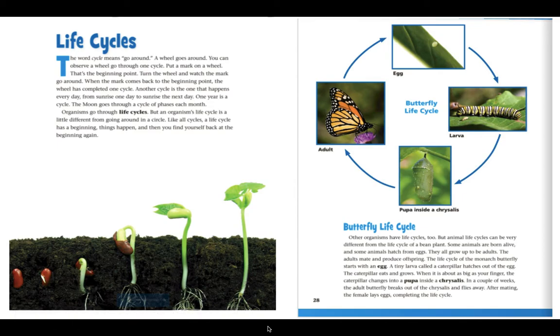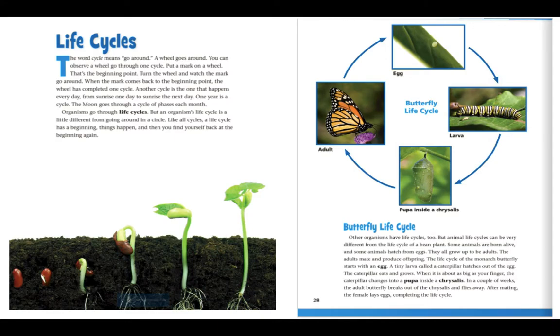Life cycles. The word cycle means go around. A wheel goes around. You can observe a wheel go through one cycle. Put a mark on a wheel. That's the beginning point. Turn the wheel and watch the mark go around. When the mark comes back to the beginning point, the wheel has completed one cycle.